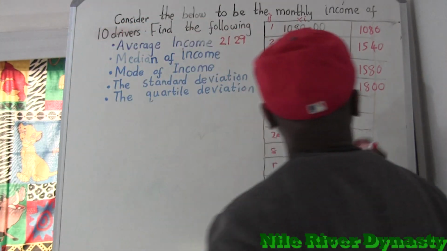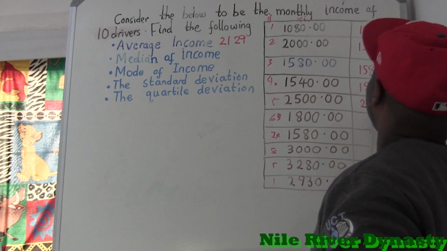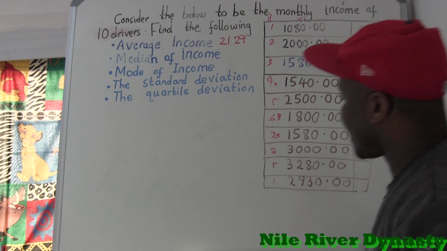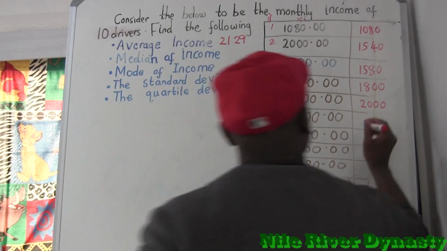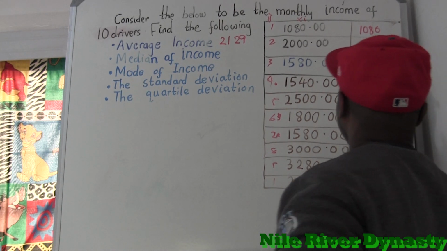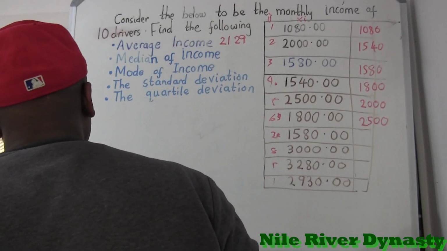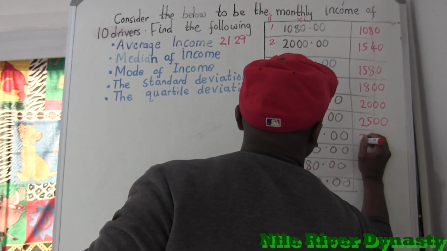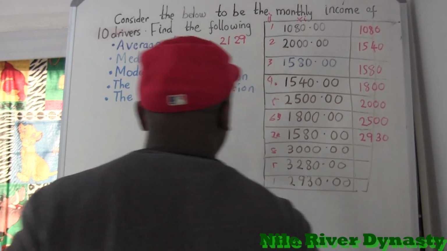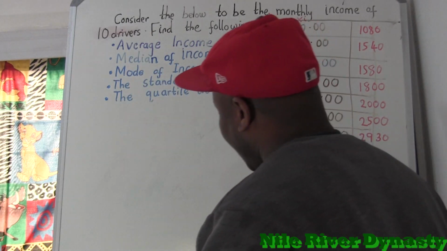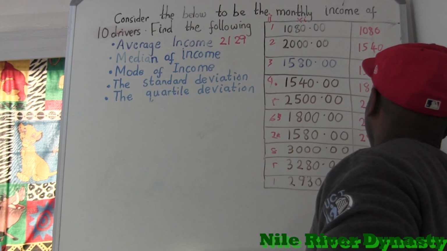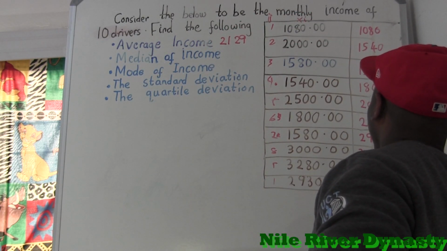You go for 2000. That means rearrange all this data from smallest to the biggest. Okay, now the 2000, and then 2500. Now 3 to go. 2930. Now 2 to go. 3000, I think. And then 3280.